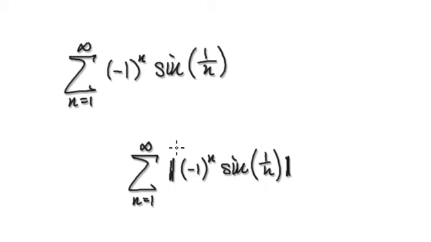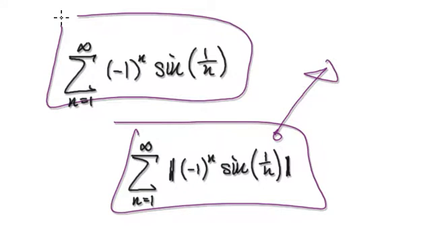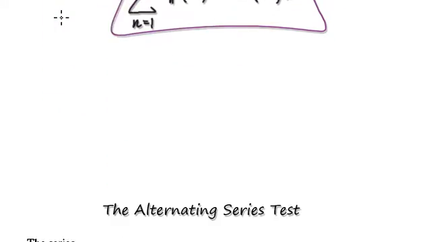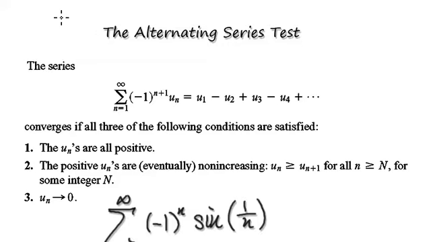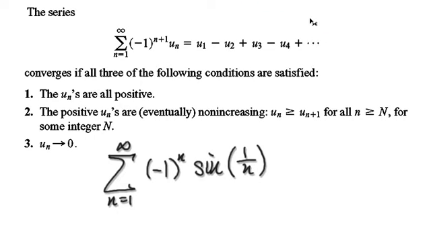Here we failed. This thing turns out to diverge. So now we have to revert back to the alternating series test. When it fails, you've got to revert back to the alternating series test. So remember the alternating series test. We've done this before: you've got to isolate the u_n. Looking at this, that is what we're trying to determine.